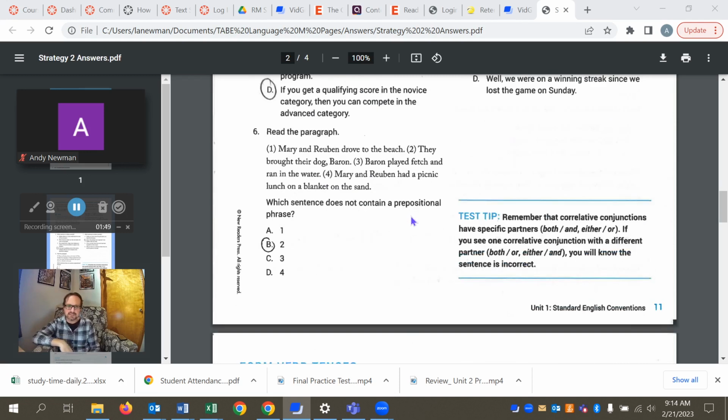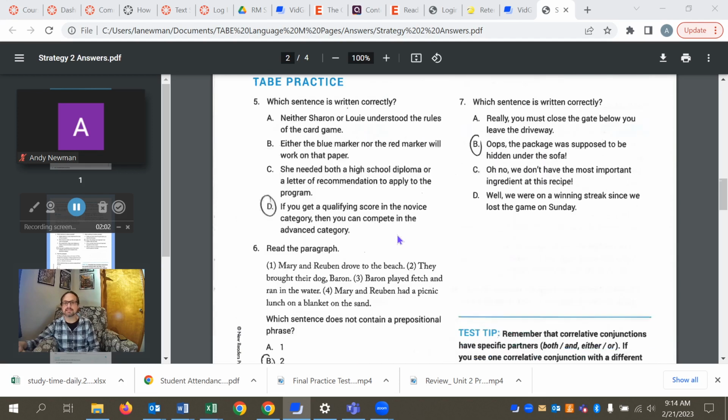Okay, number 6, which sentence does not contain a prepositional phrase? And it's B, sentence 2. One has "to the beach," 3 has "in the water," and 4 has "on the sand" and "on a blanket." So 2 is the only one that doesn't have a prepositional phrase.